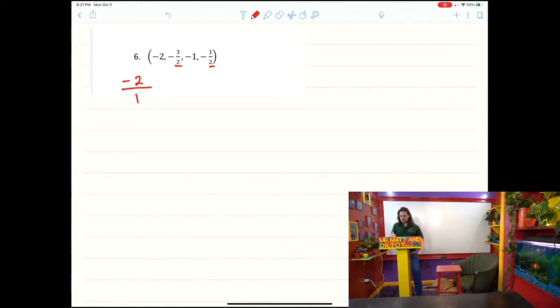-2 times 2 is going to be -4. 1 times 2 is going to be 2. I can do the same thing with -1. I'm going to write -1 as a fraction by putting it over 1. To go from 1 to 2, I need to multiply by 2. So if I multiply by 2 in the denominator, I need to multiply by 2 in the numerator. -1 times 2 is going to be -2. 1 times 2 is 2. So you can think about this as -4/2, and you can think about this one as -2/2.